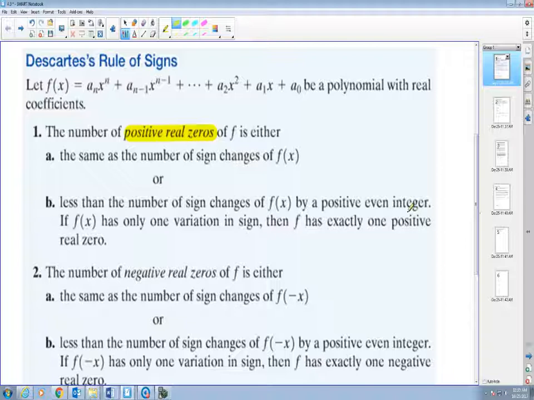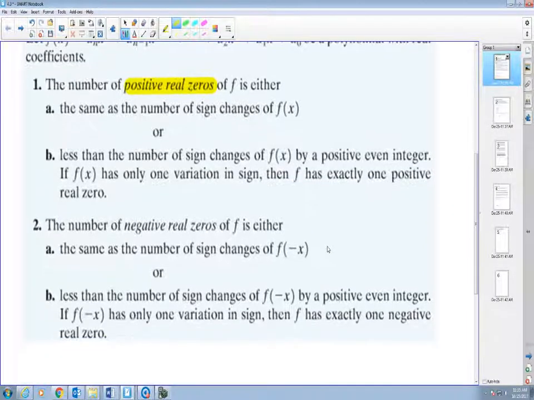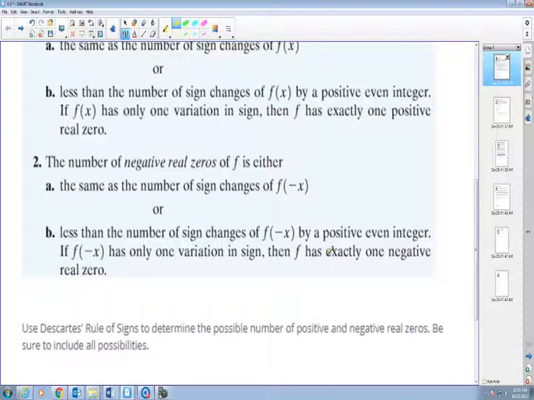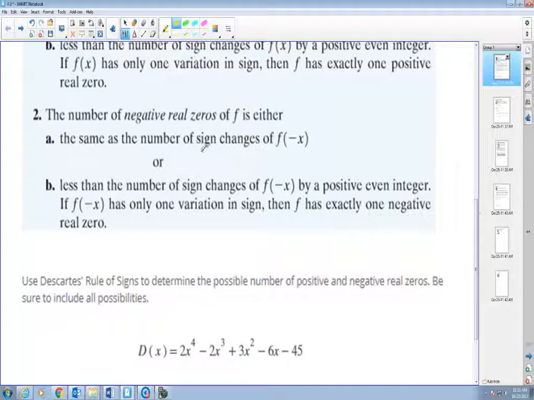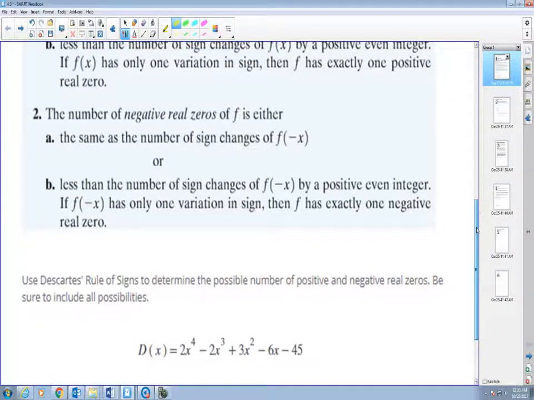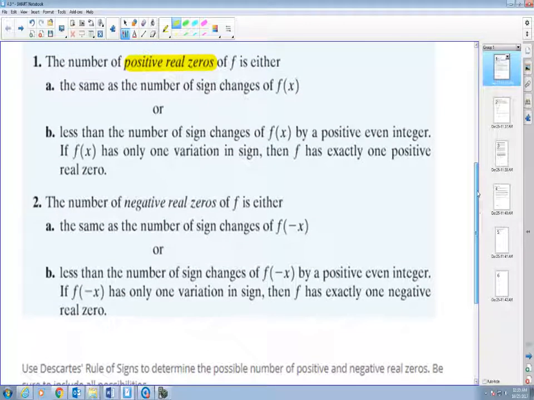Okay, by a positive even integer. Now, if my function only has one variation in sign change, then the function only has exactly one positive real zero. Okay, so what does all that mean? Let's do an example real quick. I'm going to do rule number 2 just in a minute. Okay, looking for positive real zeros is the same as the number of sign changes of f of x.